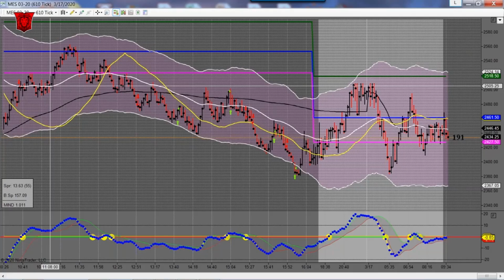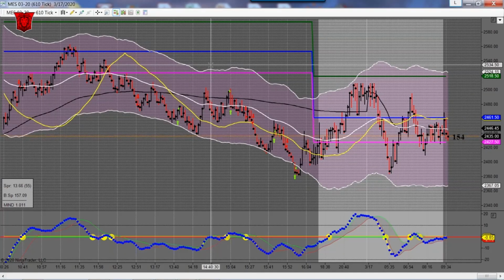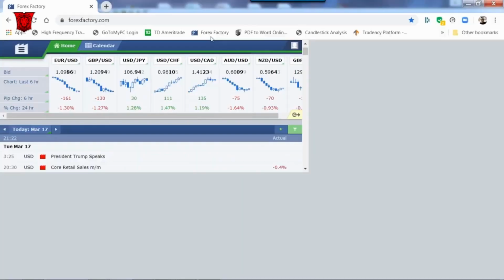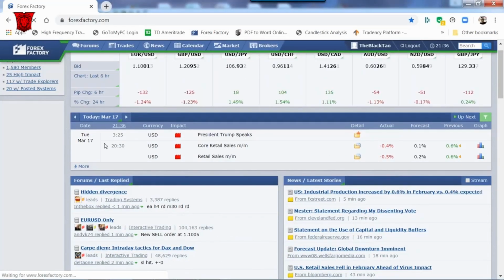So let me see how we're going to do this. Usually, right now I'm using the 610 chart on a micro E-mini just because of the volatility. What I look at when I trade is basically all about price action. Now if I look at the economic reports, I think it's already been released. Let's see if I do a rewind. Yep, 3:25, that's already done. It was 3:25 in the morning here in the Philippines.